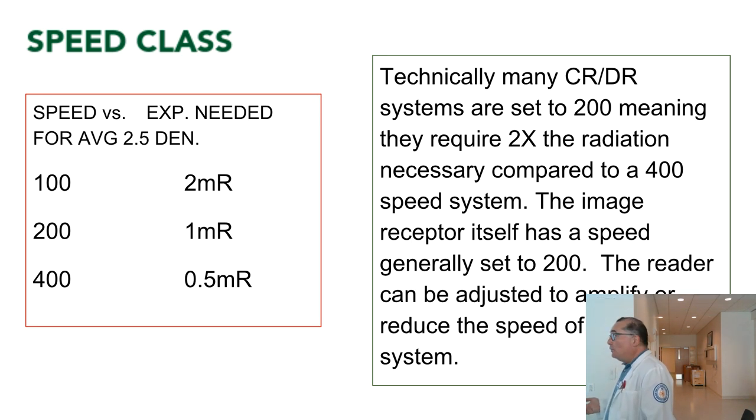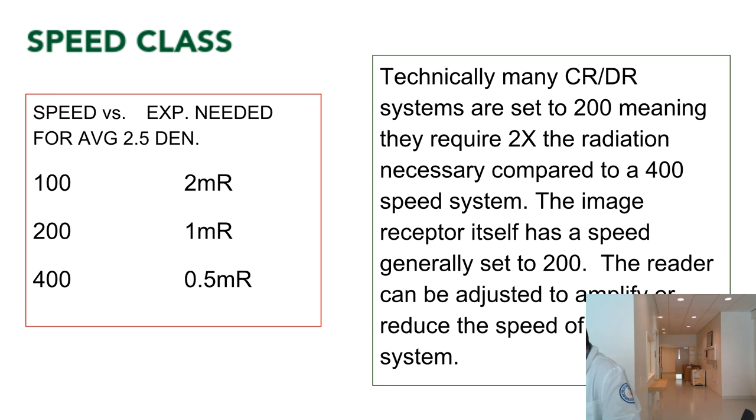So you might ask yourself, why not have these films all set to the highest speed possible so that we could use the lowest radiation possible? I mean, that's my first thought. And this is where the trade-off comes in, right? For a lower radiation level, you get worse quality. Your image resolution goes down. So in the film world, it was directly related to spatial resolution, right? Your spatial resolution would go down, but you were able to lower your exposure, right?